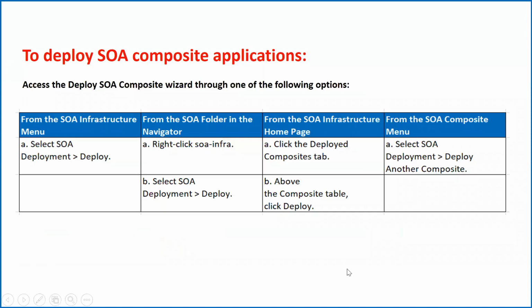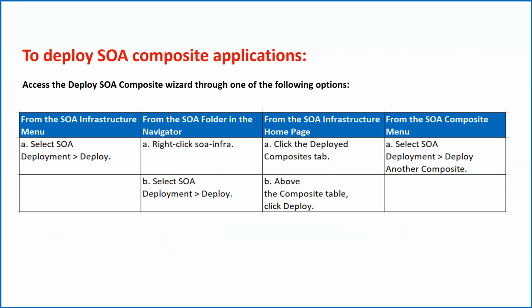Now, what are the different options for the deployment of a SOA composite application? To deploy the composite, you have four options in your SOA. That means you can do the composite deployment with the help of four options. The first one is from the SOA infrastructure menu. I have shown you what the SOA infrastructure menu is. Then after that, you have to click on SOA folder and then deployment and the deploy option.